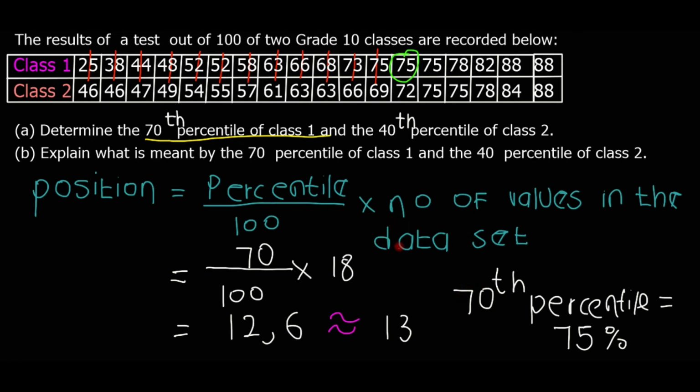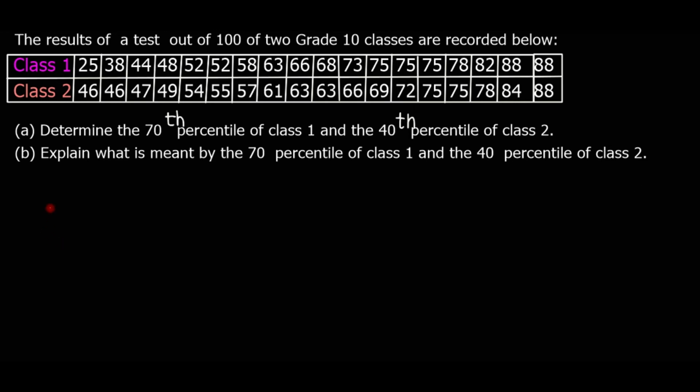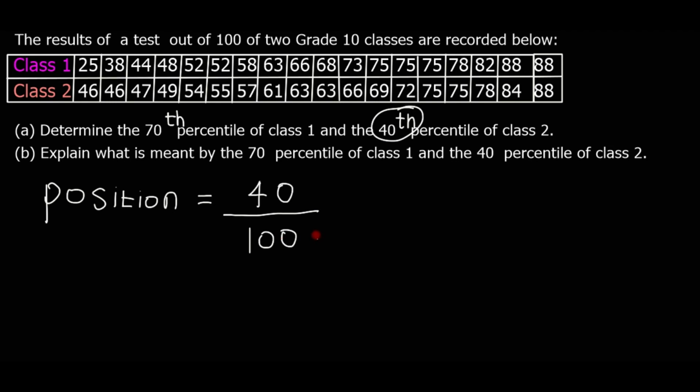Now let's do the next one, the 40th percentile for class 2. We do it the same way as for class 1. The first thing is to find the position, and the percentile is 40. So we take 40, divide by 100, and multiply by the number of values in the data set. If you count these values, you get 18. So 40 divided by 100 times 18 equals 7.2. Now we round off this number to the nearest integer, so this is approximately 7.